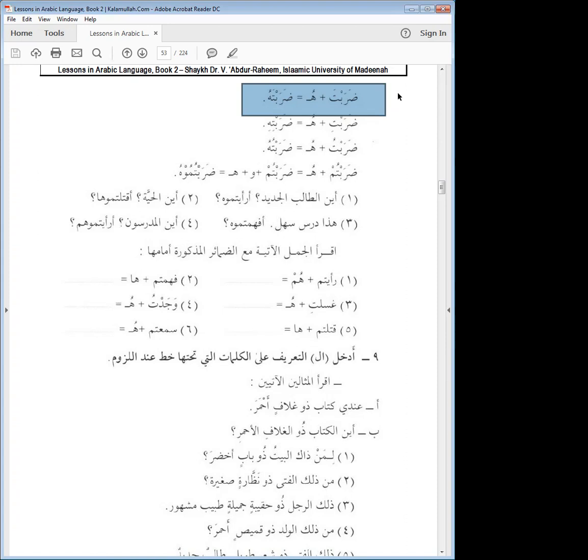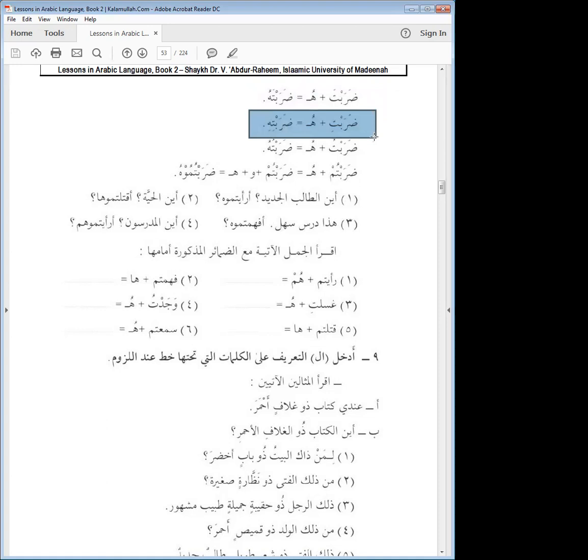Everybody with me? I hope everybody is okay with that. Darabta-hu. What does that mean? It means you, masculine plural, you hit him. Darabta-hu. You hit him. All right? Good. Similarly, we have darabti-hi. Darabti plus the attached ha with dhamma, you get darabti-hi.